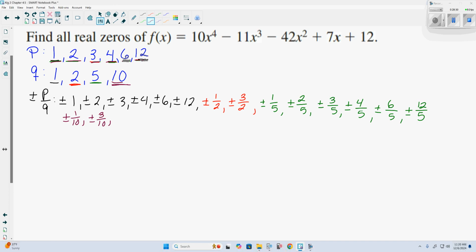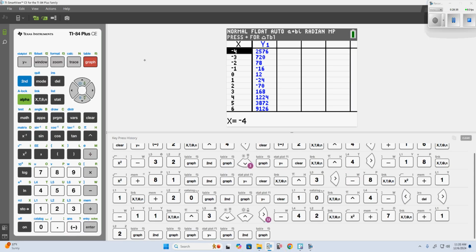Now, it told us that it's 1, 2, 3, 4, 6, 12, yes? We already have it in the graphing calculator. 1, 2, 3, 4, 6. Are any of those 0? Let's look at 12. Keeps getting bigger. Is 12 0? No. Okay, let's look at the negatives. -1, -2, -3, -4, -6, -12. None of those numbers gave us a y value of 0, yes?